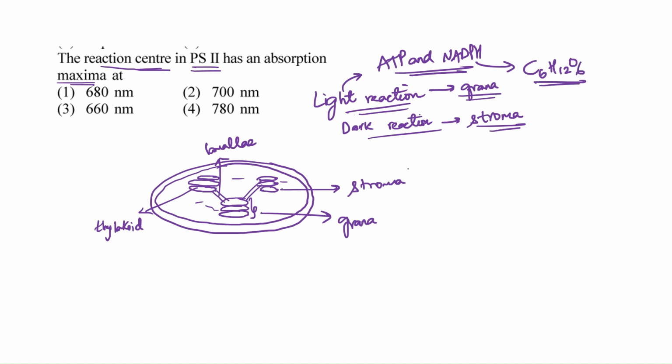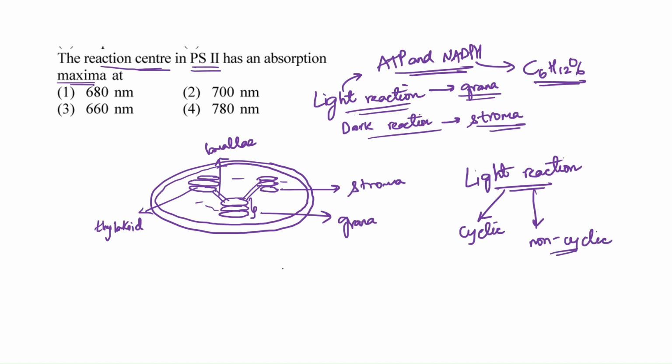during dark reaction. Okay, now this light reaction can be either cyclic or non-cyclic, and here it is called photophosphorylation. Photo means light, phosphorylation, the process is occurring by light.